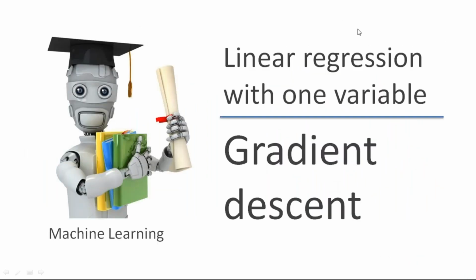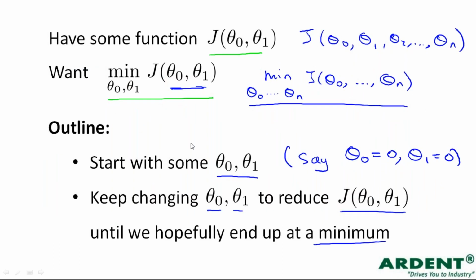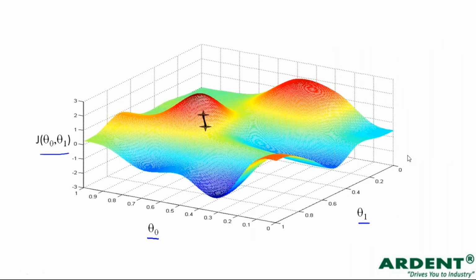Okay, so let's start linear regression with one variable, gradient descent. The same task: hopefully we end up at the minimum J. Our task is to end up with the minimum J. 3D value is not required.